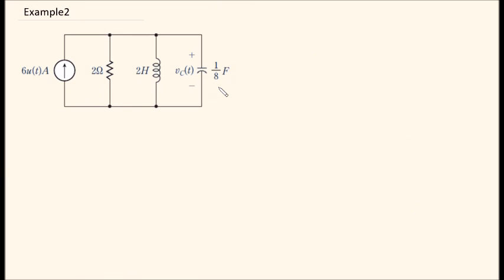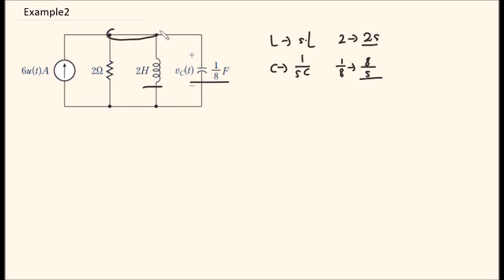Another way to solve this problem is using the Laplace transform, and things get much easier in that case. For inductance, we change L to s times L, and for capacitance, we change it to 1 over s times C. So in our case, 2 henry would become 2 times s, and 1 over 8 would become 8 over s. Then we treat these components as having the resistance of this value, and we solve the KCL equation.